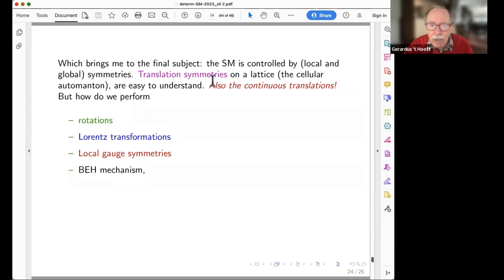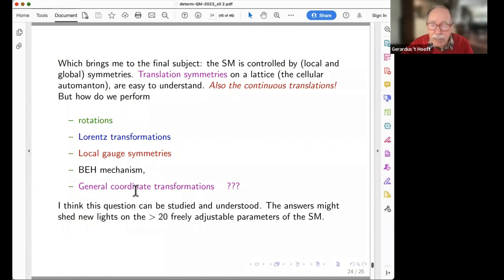But I can replace the local gauge group by a discrete gauge group, a permutation group, which has a discrete finite number of elements. Then you can do such a thing on the lattice. But the continuous gauge theories are again very difficult to make. The Brout-Englert-Higgs mechanism on the lattice, well, that's also a symmetry procedure. And the holy grail really is general coordinate transformations. I want the theory eventually also to comply with general relativity. It doesn't at this stage. That is where I failed.